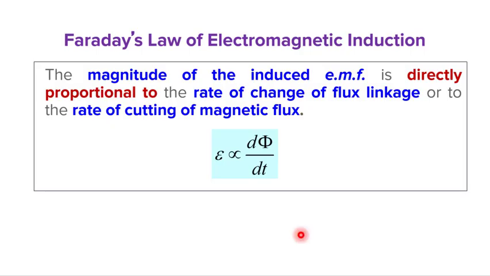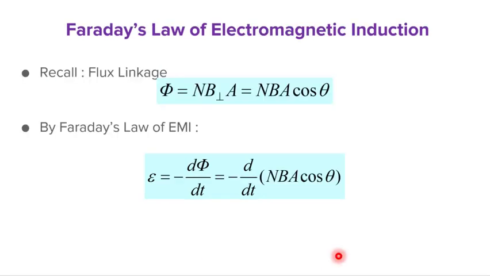In summary, for this video lesson, we have introduced Faraday's law of electromagnetic induction, which states that the magnitude of the EMF induced is proportional to the rate of change of flux linkage or to the rate of cutting of magnetic flux. We have also seen that to induce EMF in a coil of wires, we can change one of these variables. Usually, B, A, or θ are changed to cause a change in the flux linkage.